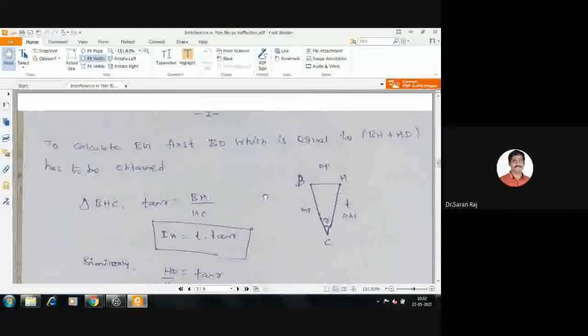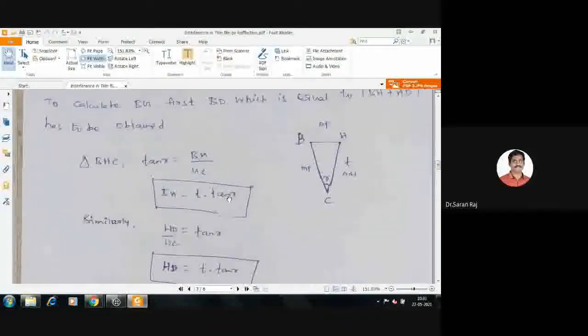So I will keep BH on the right-hand side and move the remaining term to the opposite side. This is a division term, so moving it to the left-hand side makes it a multiplication. What is the HC value? That is T. So BH equals T into tan R. So we have determined this BH value.